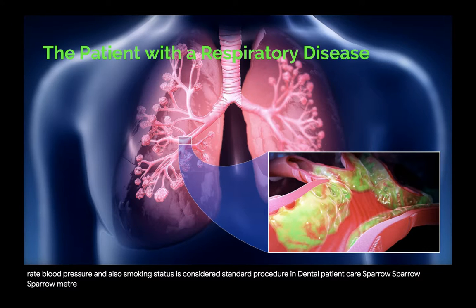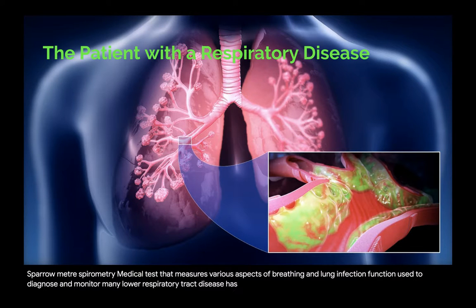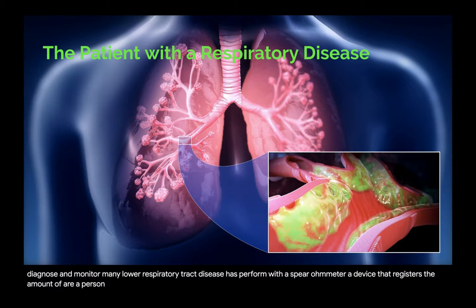Spirometry. Medical test that measures various aspects of breathing and lung function. Used to diagnose and monitor many lower respiratory tract diseases. Performed with a spirometer, a device that registers the amount of air a person inhales or exhales and the rate at which air is moved in and out of the lungs.